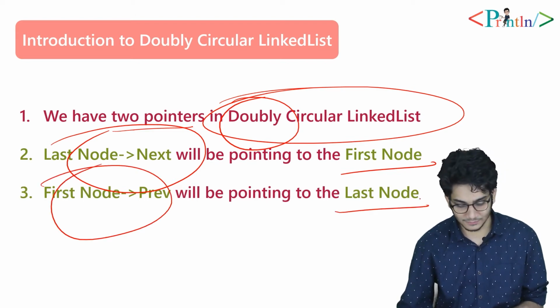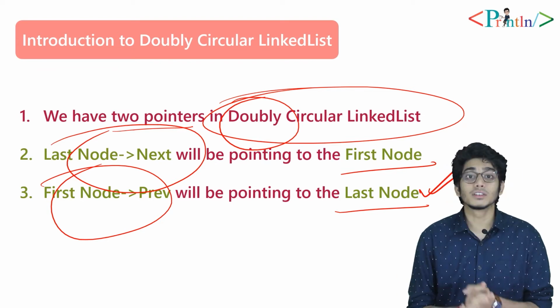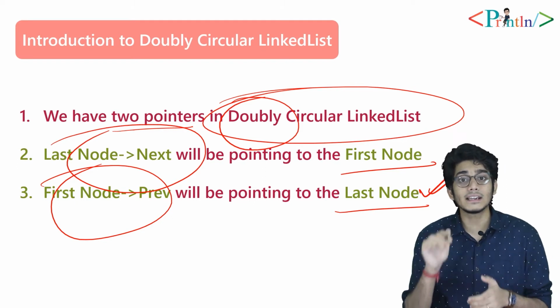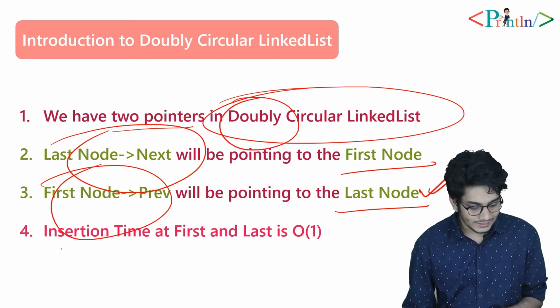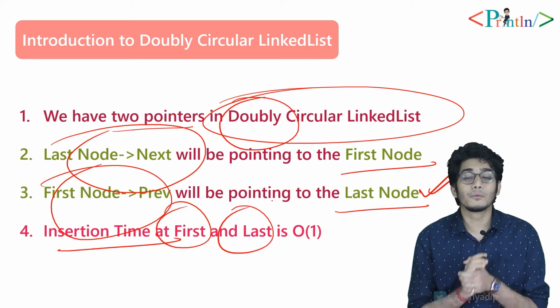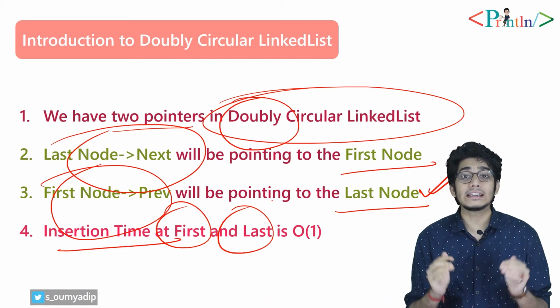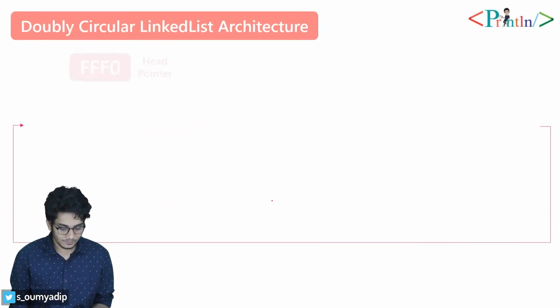Now here is the difference between singly circular linked list versus doubly circular linked list. In a singly circular linked list we cannot go in reverse, right? But in a doubly circular linked list we can go in reverse. And the fourth thing is that insertion time at the first and last position is order of 1. We can insert any node at O(1) time in a doubly circular linked list. Now let's look at the diagram.